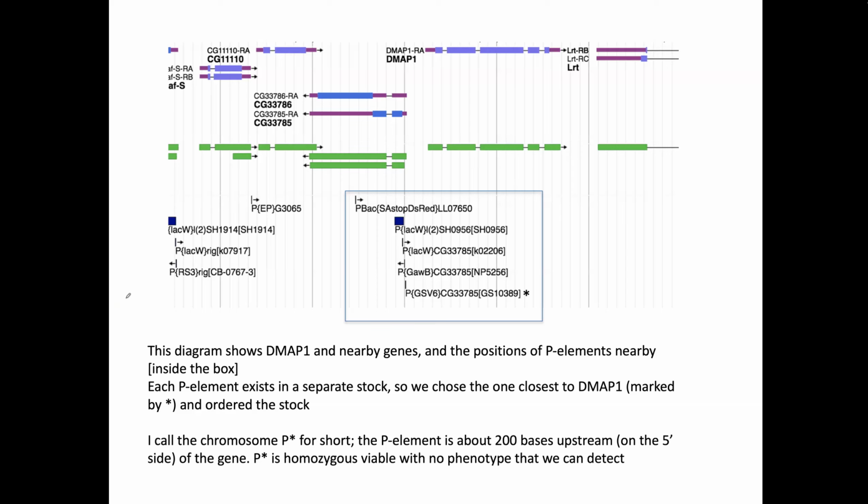Okay, so we went on to Flybase. Flybase is a wonderful resource. Every few years they change exactly how you find certain kinds of information, but if you click on DMAP1, this is it here. This is the gene. And this is about 2,000 bases in length. So this is a very expanded version. We normally see the maps a little bit smaller.